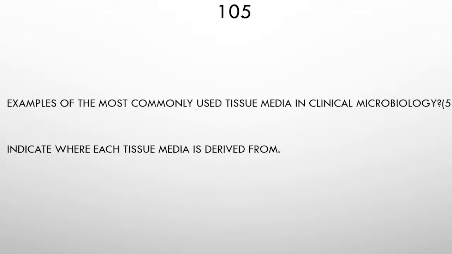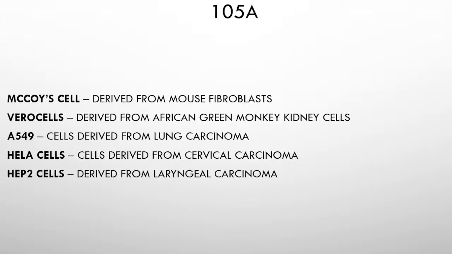All right. Now let's move on to the most commonly used tissue media in microbiology. We have five actually, and some of them are cancer cells. McCoy cells, this is the most popular one. They're derived from mouse fibroblasts. We also have Vero cells. Vero cells come from African green monkey kidney cells. A549 from lung carcinoma. HeLa cells is popular.